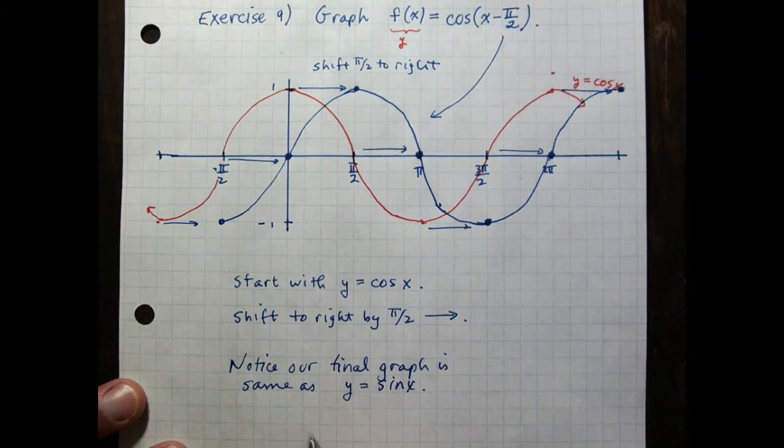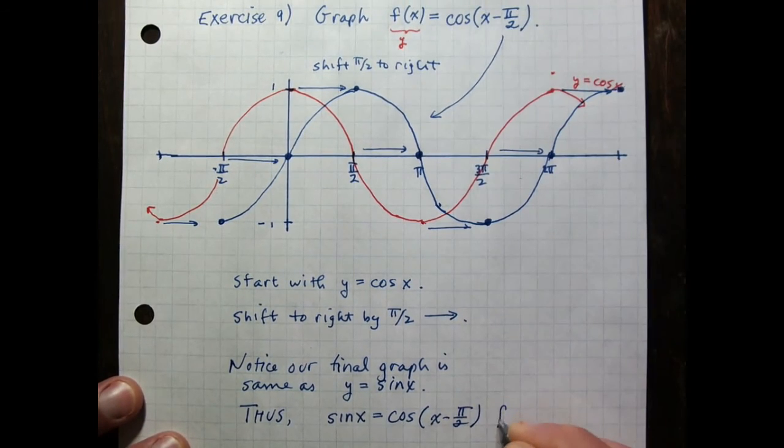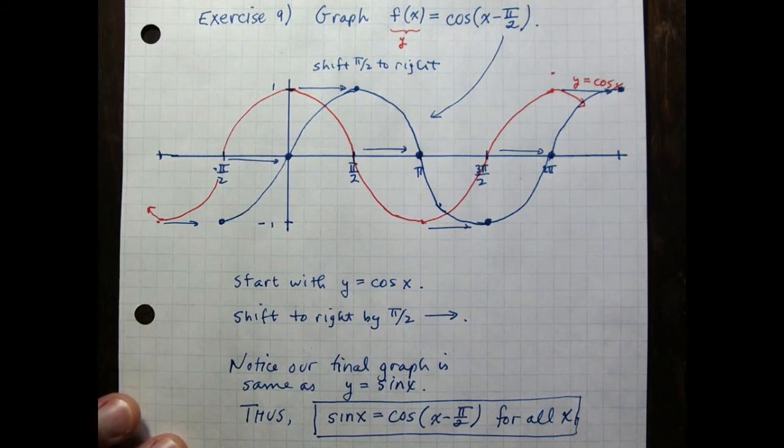Thus, what we can see here is sine x is equal to cosine of x minus pi over 2 for all x. We can actually see that equivalence from the graph we just drew. And you probably suspected that all along. The graphs of sine and cosine are so similar, we can think of either one as being a horizontal shift of the other.